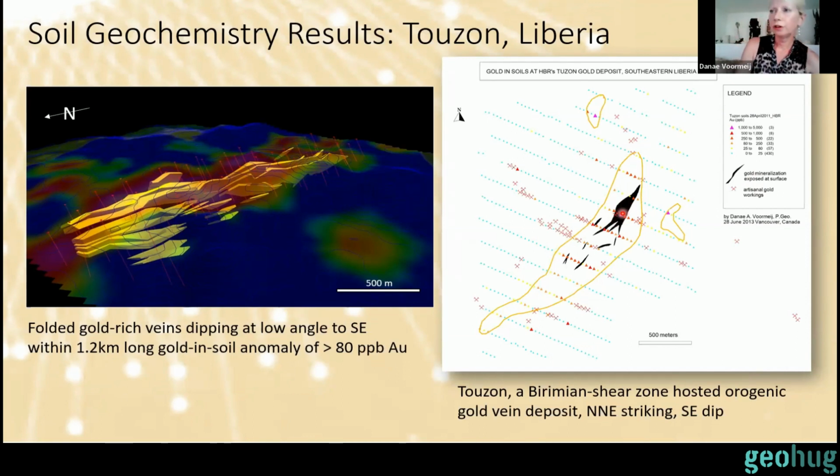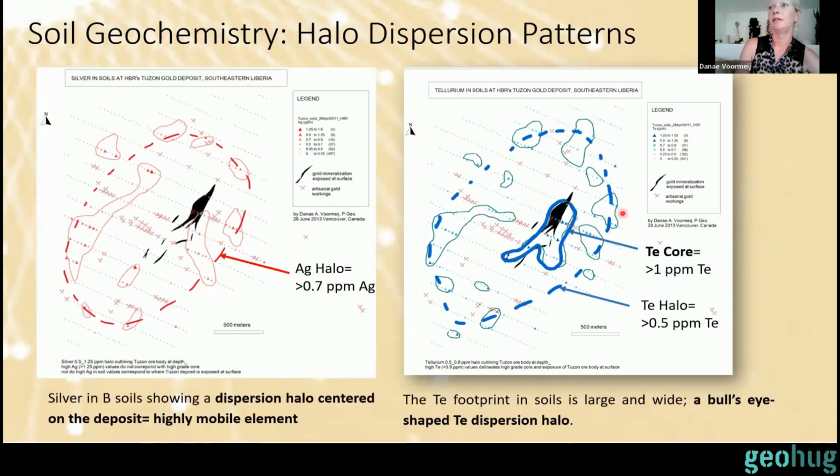So the gold soil anomaly is one thing. What about the rest of your geochemical elements? If we look at silver, we get this incredible halo, right? That's what we were talking about. We get a dispersal halo. We look at tellurium, it has a dispersal halo and this bullseye core.